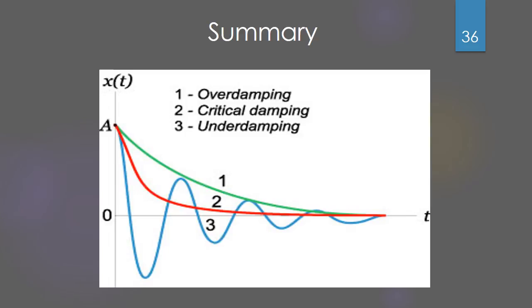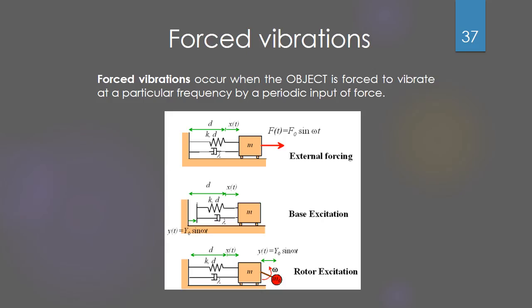Where the underdamping response is oscillating about the steady state and goes to 0. Forced vibration occurs when the system is subjected to external force. There are 3 types of external forces that can be subjected to the system. We have the external forcing and the base excitation and the rotor excitation. All of them are functions of time.